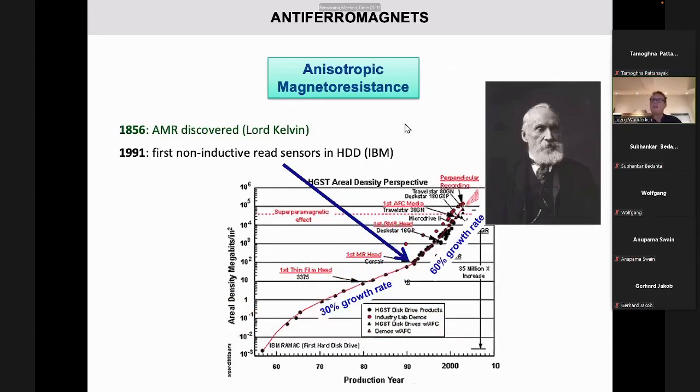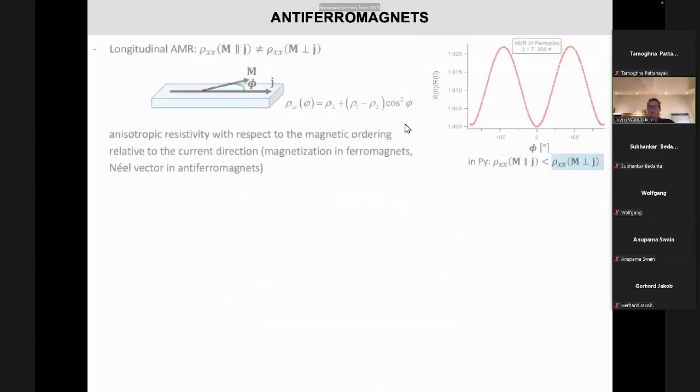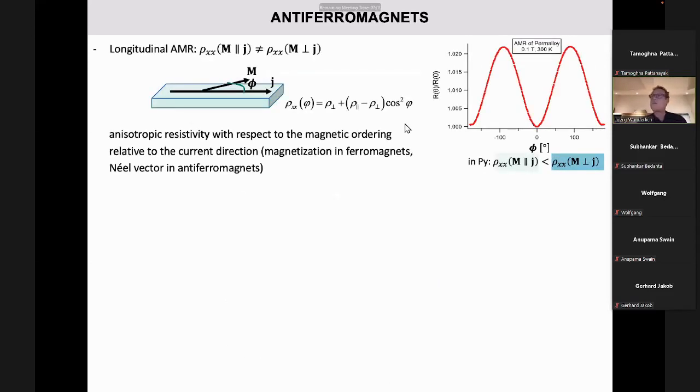So quite a huge impact, despite the effect is usually small. The problem is this effect cannot really distinguish reverse states. So it's even with time reversal. And as you can see here, if you rotate the magnetization with respect to a current direction that you may define in your structure, it will follow typically this cosine square theta dependency, right?